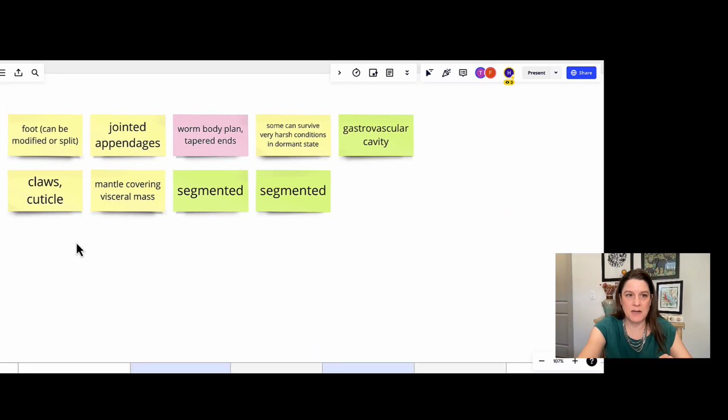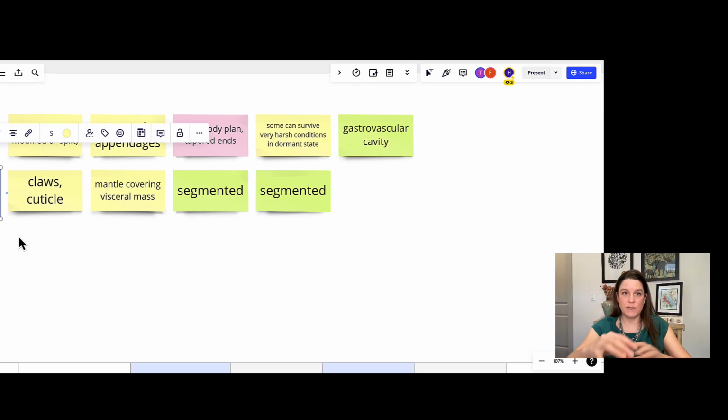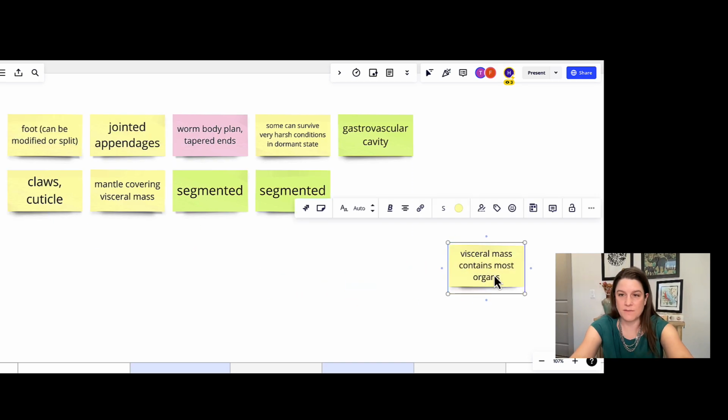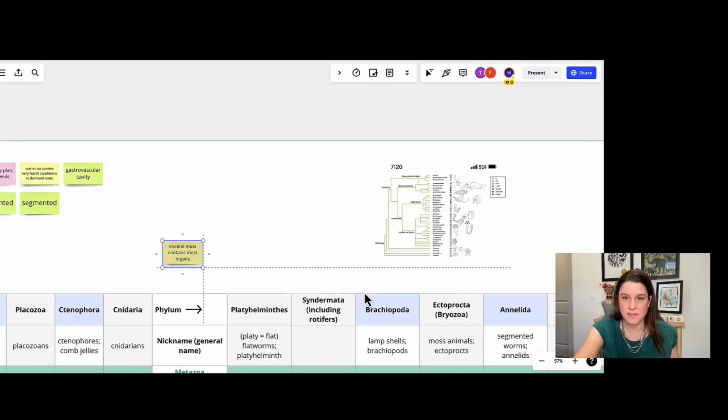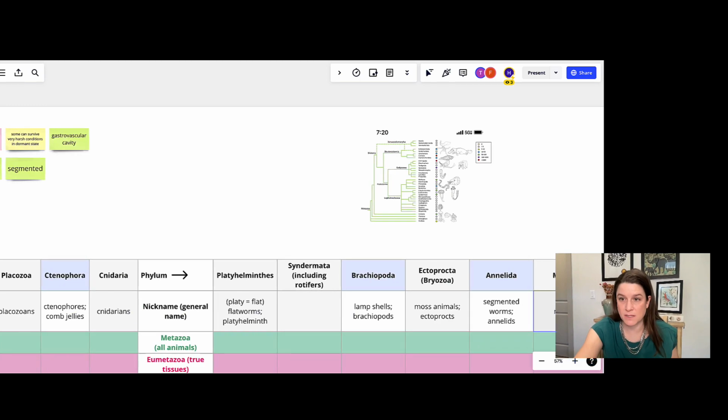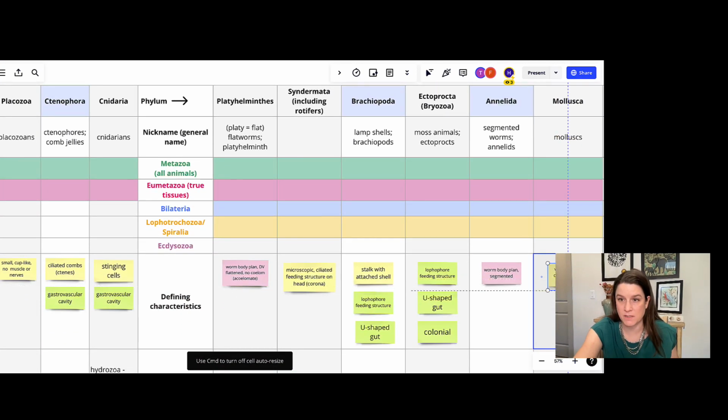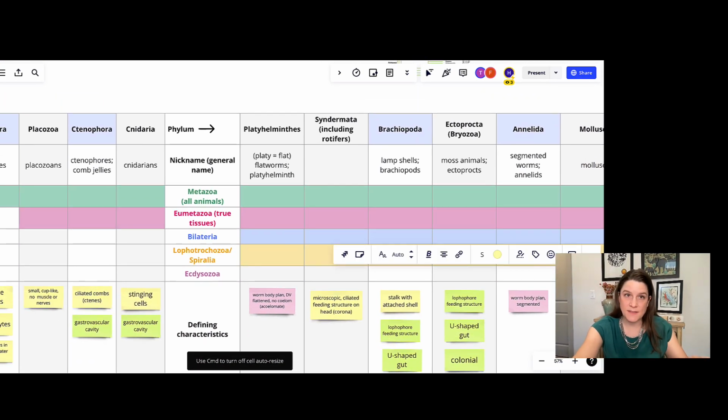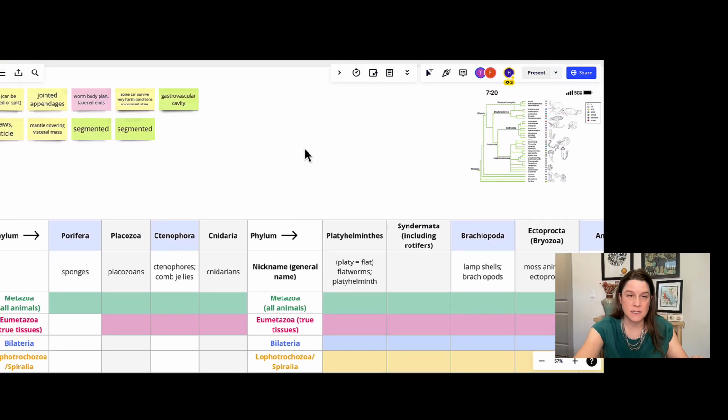They have a visceral mass, which is like a chunk of tissue that contains most of their organs in it. They have a few different features here. So the visceral mass is a special mollusk feature. So that's a synapomorphy of mollusks. Organs are mostly inside there. A few of them might be outside of that mass.